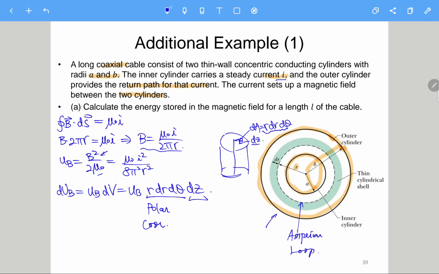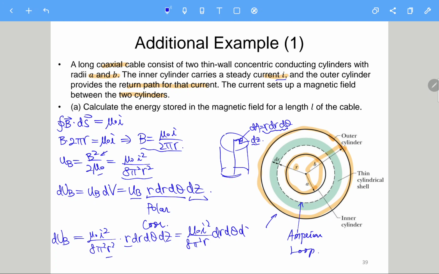So we can just plug this term into here. So we have dU_B to be mu naught I squared over 8 pi squared r squared times r dr d theta dz. And actually one of the r can be cancelled, so we have mu naught I squared over 8 pi squared r dr d theta dz. So we have this expression.